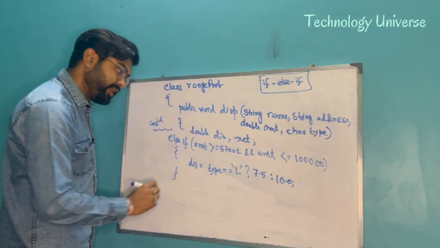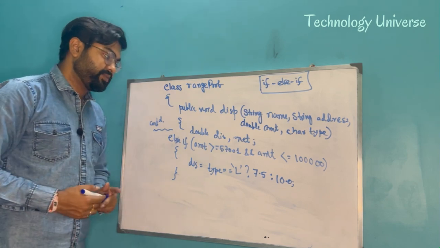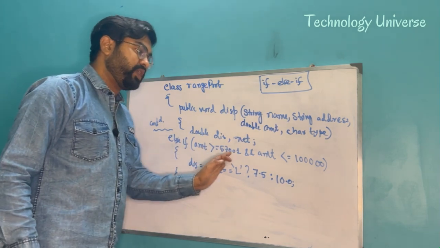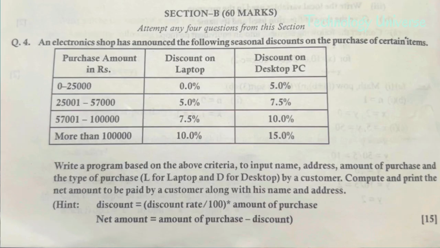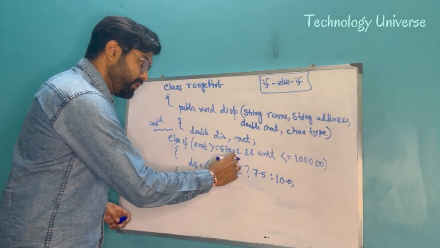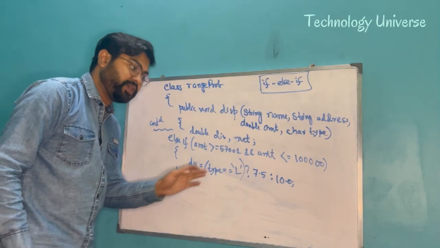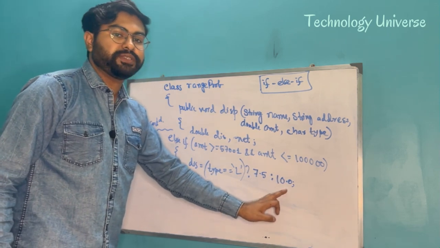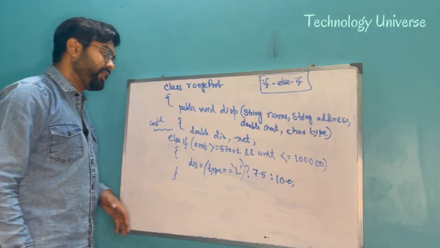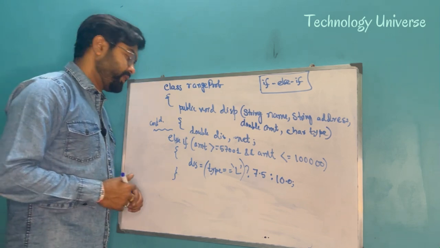So here we are again completed with the next slab. The next slab was for 57,001 to 1 lakh. If our amount lies in this range, then if the type of the purchase is laptop, the discount percentage is 7.5, else the discount percentage is 10.0. So here we are using the ternary operator.